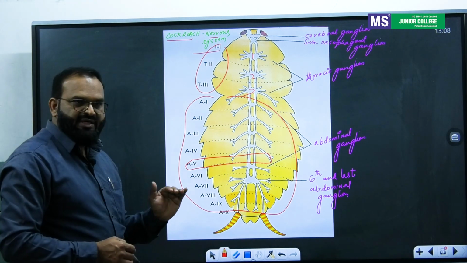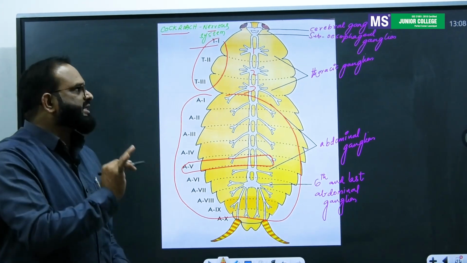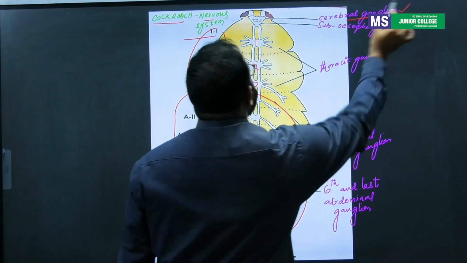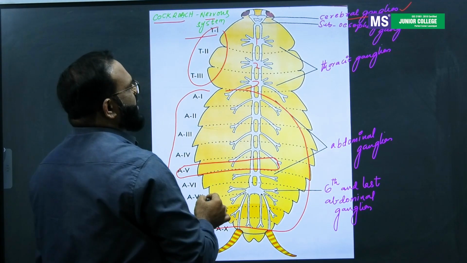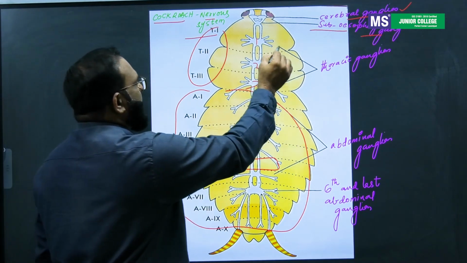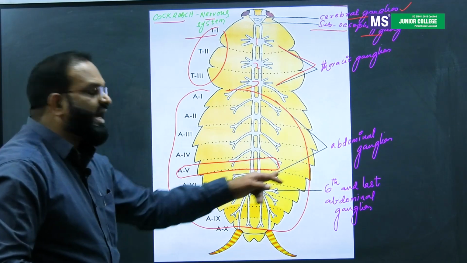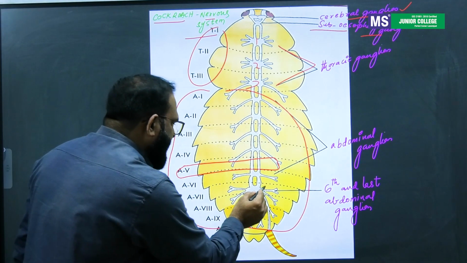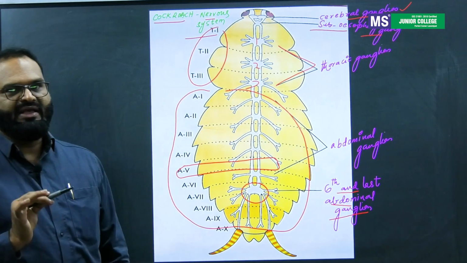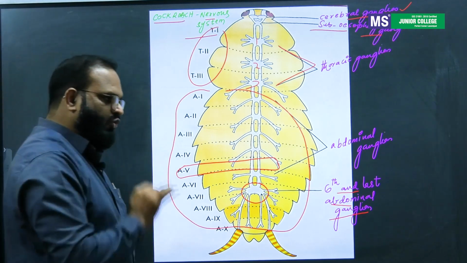So observe this chart. Draw the diagram neatly, students, and don't forget to label correctly. Let me revise these labelings one time. Cerebral ganglion, which is the supraesophageal ganglion. Below, the subesophageal ganglion. These 3 are thoracic ganglia, and these are abdominal ganglia. Here, the larger one is the 6th and last abdominal ganglion. Students, please observe the points I said. Please do follow.